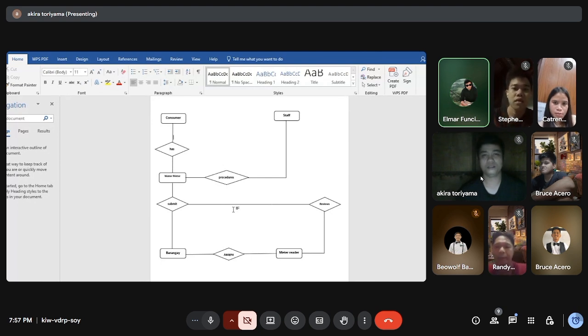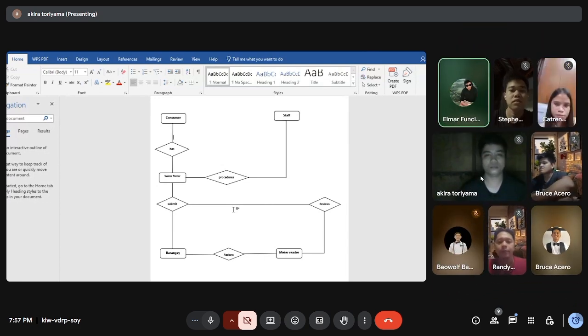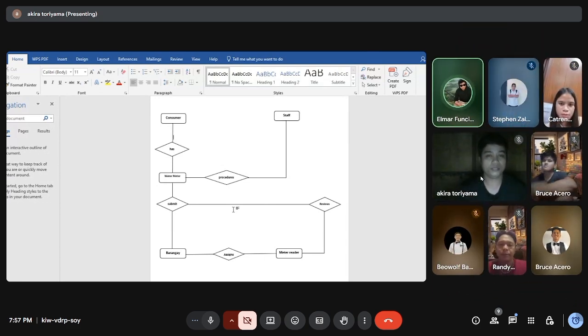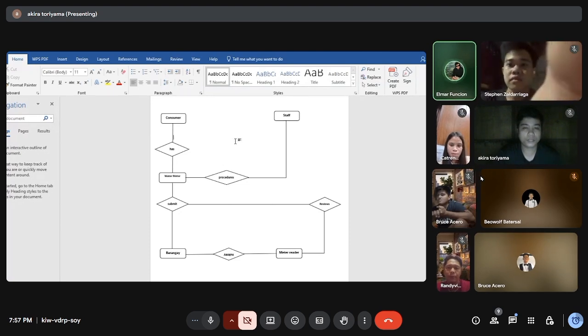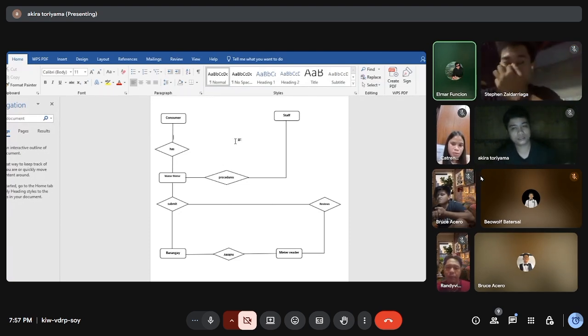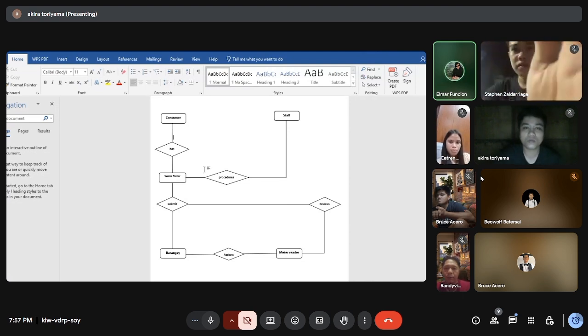So, I'm going to present our corrected ERD. This is our ERD. Consumer has a water meter. The water meter is submit, and this is entirely wrong. Water meter is your stuff.